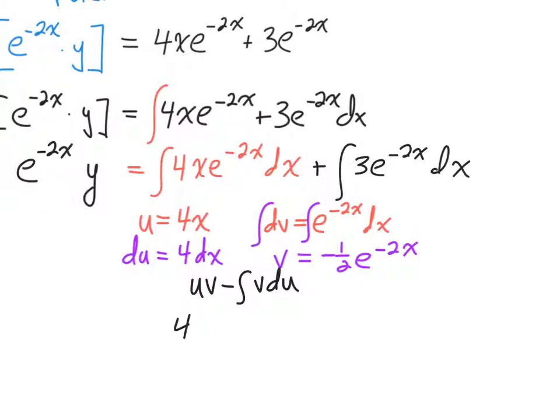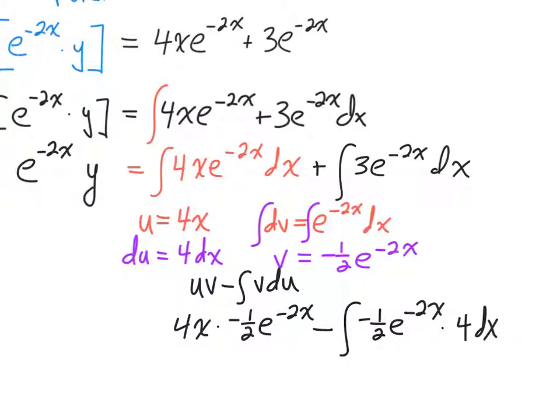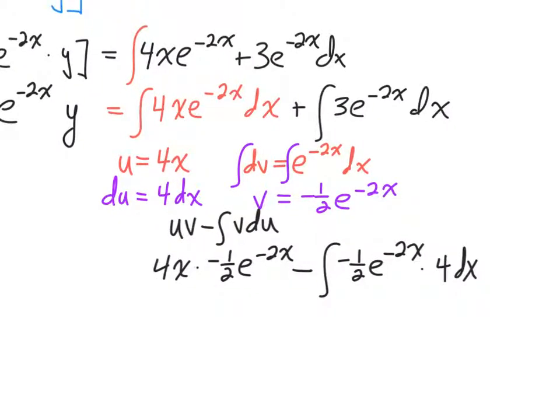So 4x multiplied by negative 1/2 e to the negative 2x, minus the integral of v du. So minus the integral of negative 1/2 e to the negative 2x times 4 dx. I mean, it cleans up kind of nicely. So we're looking at negative 2x e to the negative 2x plus the integral of 2e to the negative 2x dx.